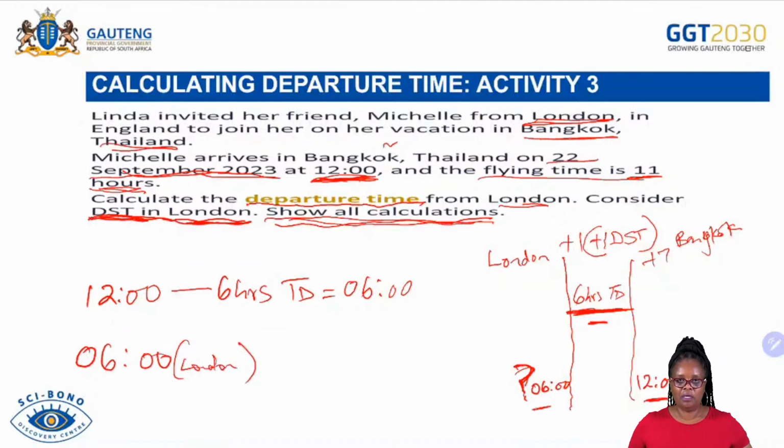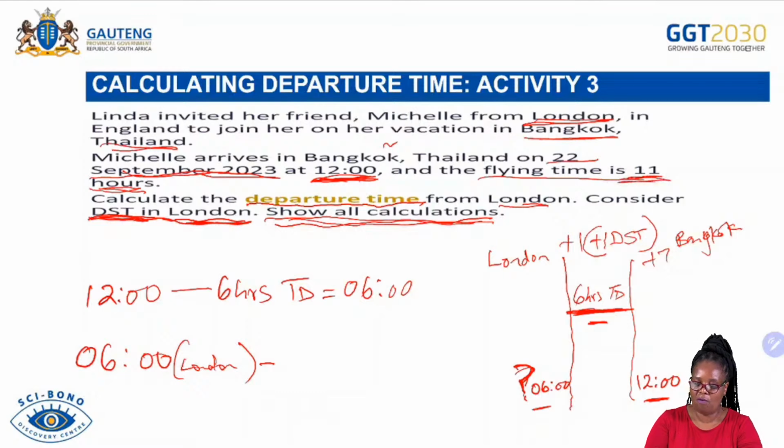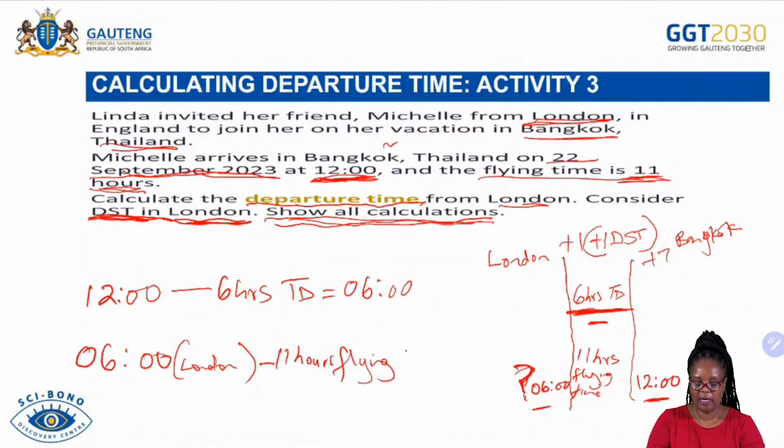Remember the golden rule? We always minus the flying time to get the departure time. So here we are saying 0600 hours minus our flying time. How long was our flight? Our flight was 11 hours. So here we have to include 11 hours flying time. Please include that. So we minus 11 hours flying time. And what do we get?